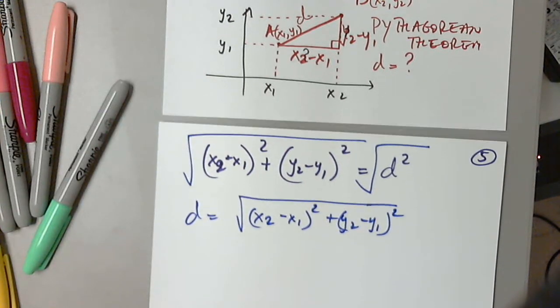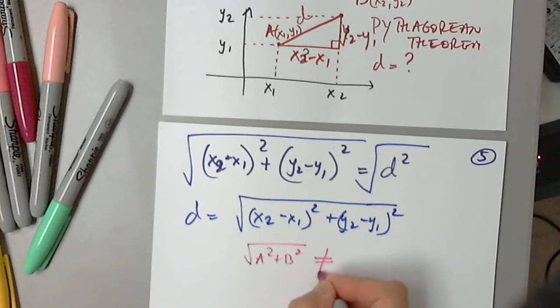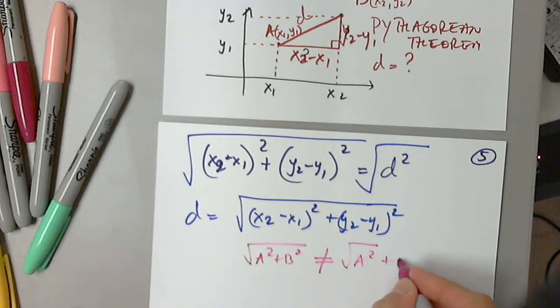Okay, so this is the distance formula. Question for you. Can I further simplify this? No. Absolutely not. Very good. Thank you so much for saying that. Because the square root of a squared plus b squared is never the square root of a squared plus the square root of b squared. This is not possible. It would be incorrect. This is correct.